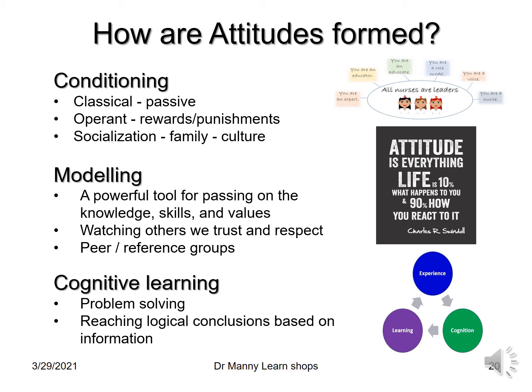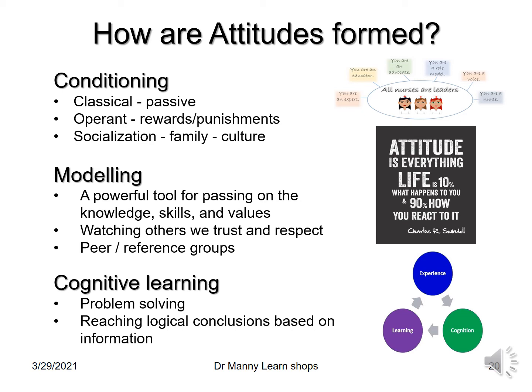With conditioning, you've got classical conditioning, which is passive, which we'll be discussing. You've got operant conditioning, which is related to rewards and punishment. And then you've got conditioning that comes from your socialization, from your family, your culture, your peers, and your schooling.